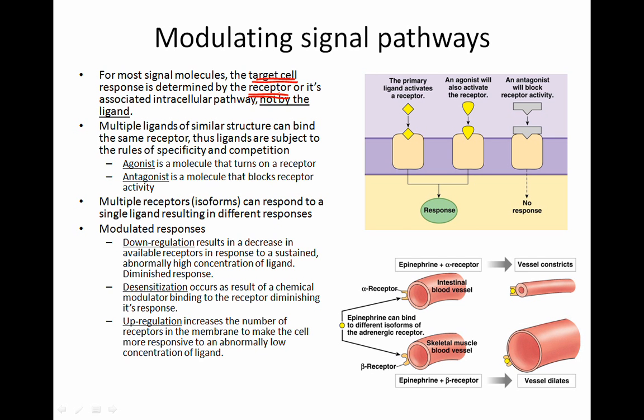Now, very often, there are ligands that look a lot like each other, and they can bind to the exact same receptor. So every receptor is going to be subject to the rules of specificity and the rules of competition. We have terms for these types of molecules. We call something an agonist if it is a molecule that can bind to and turn on, or activate, the receptor. An antagonist is a molecule that blocks the receptor and prevents its activity.